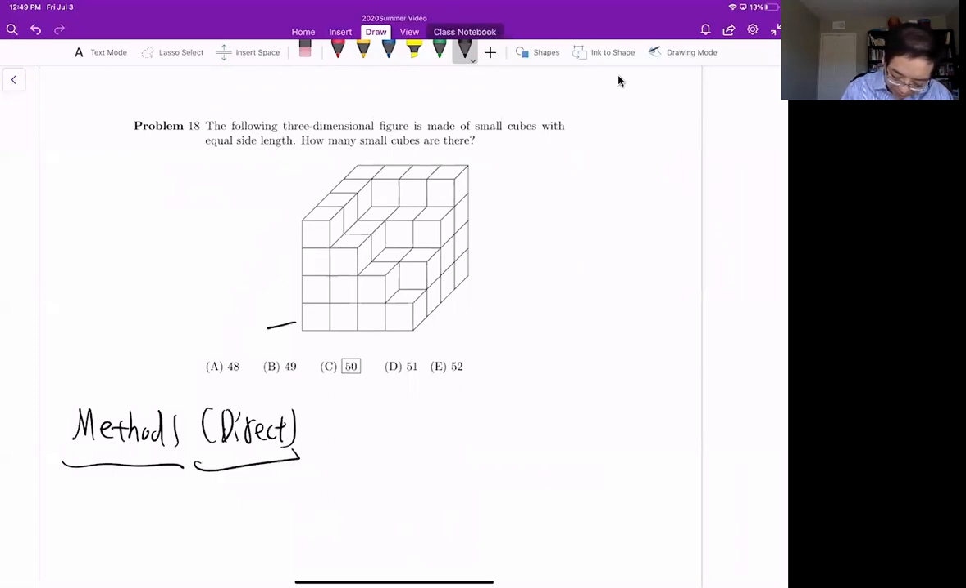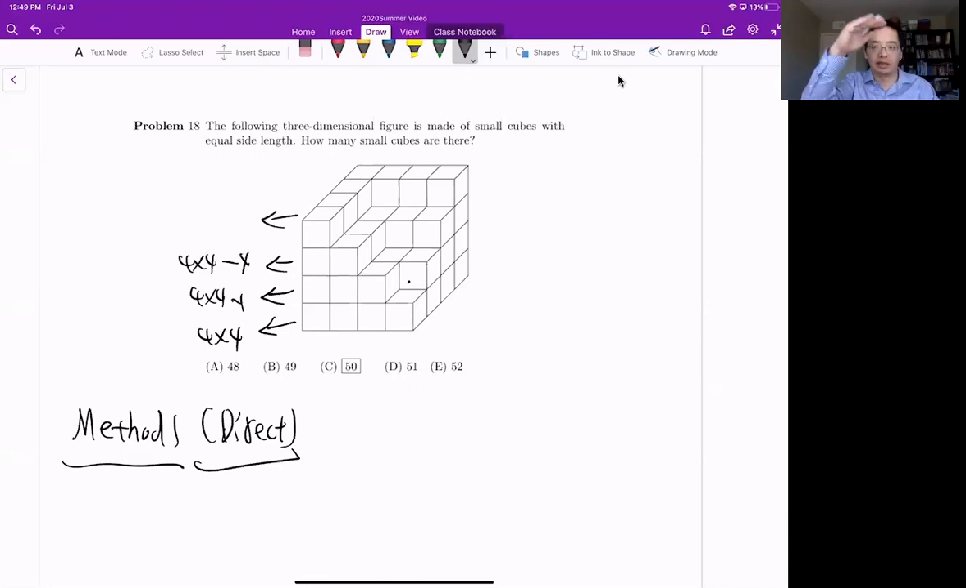Okay, so if you look at the first layer, so let's calculate the first layer now. The first layer has no block missing, so the first layer is obviously 4 times 4. Now let's look at the second layer. Second layer, you see 1 is missing, so it's 4 times 4 minus 1. And the third layer, 4 are missing, so 4 times 4 minus 4. And the fourth layer, the top layer, is 4 times 4 minus 9. Okay, so those are the number of cubes on each layer.